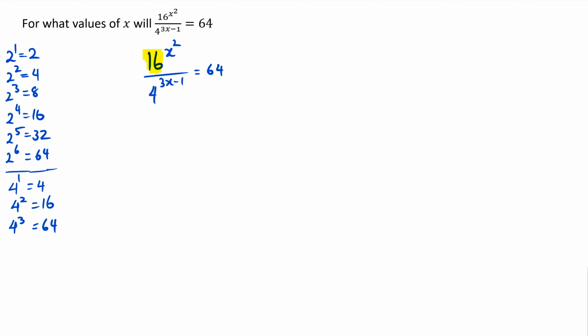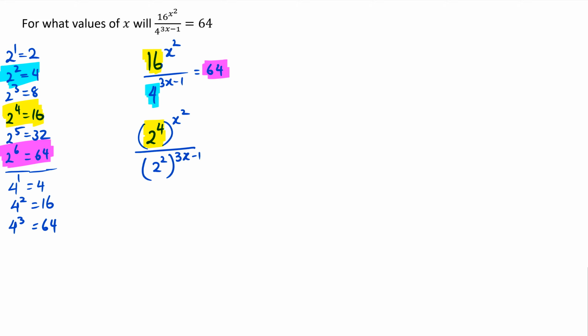What I'm going to do is replace 16 with 2 to the power of 4, replace 4 with 2 squared, and replace 64 with 2 to the power of 6. So 16 becomes 2 to the power of 4, which is raised to the power of x squared. Notice all I've done is replace the 16, highlighted in yellow, with 2 to the power of 4. In the denominator, I replace 4 with 2 squared, raised to the power of 3x minus 1, both highlighted in blue. That's equal to 64, which can be written as 2 to the power of 6, highlighted in purple.